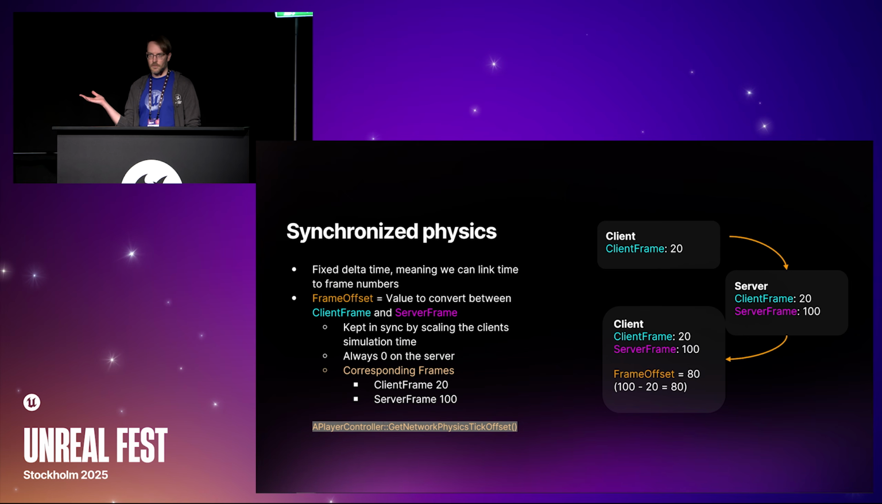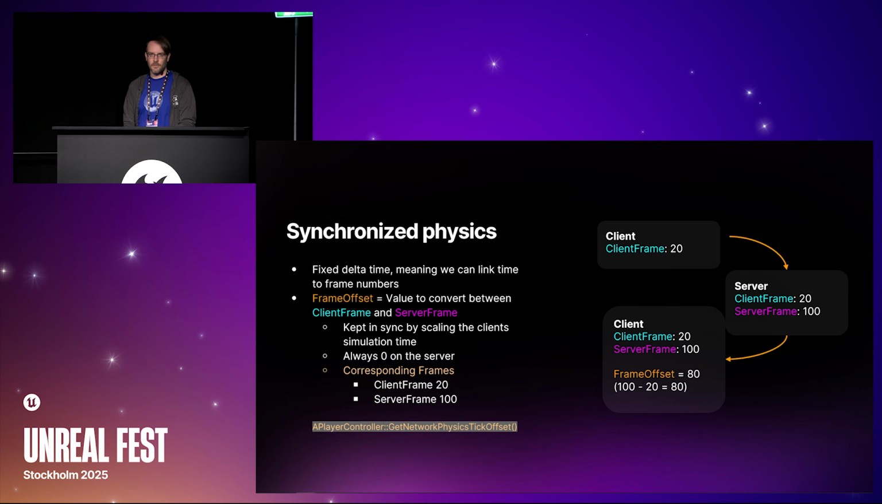And you can get this tick offset from the APlayerController, or get network physics tick offset currently. The frame offset is always 0 on the server, which is useful. We'll get into that a little bit later. And we try to keep this frame offset static after we first calculate it. But if the network conditions start to differ, it takes longer for your messages to arrive to the server or shorter, then the server might tell the client, hey, you need to get in sync again.